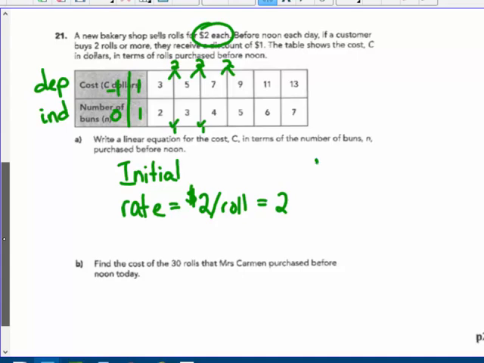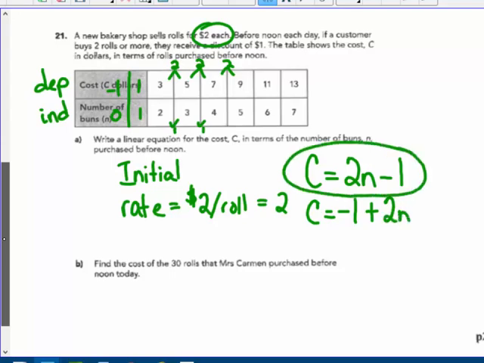So my cost equals $2 per roll, but if I go before noon, I get to take $1 off. Or I could write it the other way with my initial amount first, -1 plus $2 per roll. You could write it either way. This is the best form of that.